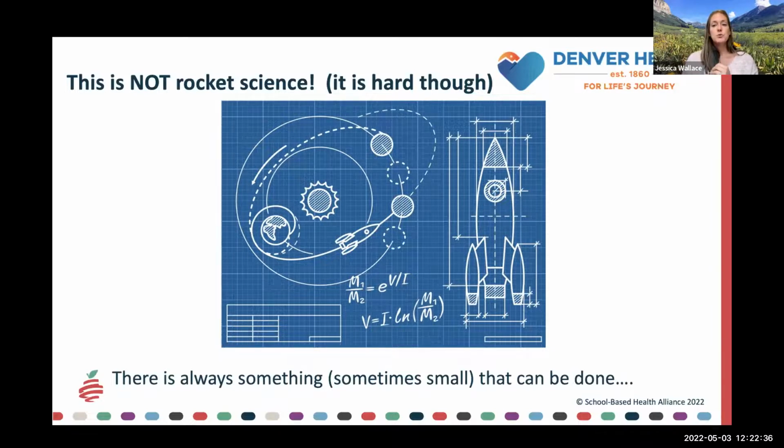But there are a lot of challenges, but it's not rocket science. It really is something that you could put your heads together and be like, okay, cool. Next week, we're going to talk about reading food labels, and then we're going to talk about fats, and then we're going to talk about how to do a grocery store tour. And you can build it out with the right kind of tools. So it's not rocket science, but it is hard. And COVID made everything so hard. And so there's always something, even if sometimes it's small, that can be done.